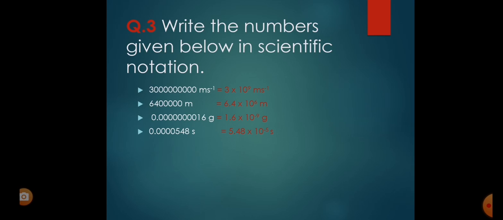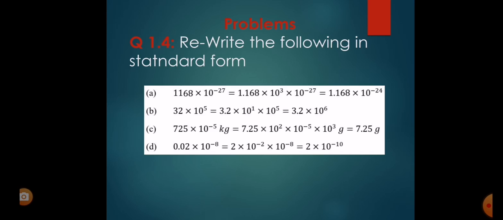5 second. Come to the problems that are given on page number 26. Question number 1.4. Rewrite the following in standard form. There are 1 2 3 4 parts over there. 1168 into 10 raised to power minus 27 kilogram is given over there. 1.16 into 10 raised to power minus 3.